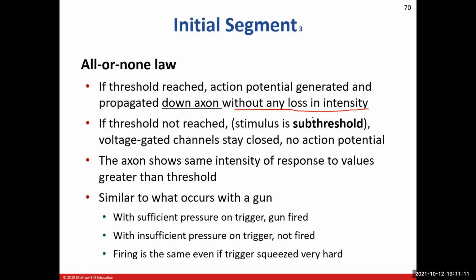So we reach what's called sub-threshold value. The voltage-gated channels do not open up, they stay closed. And if they're not opening, then guess what? No action potential. Not happening.